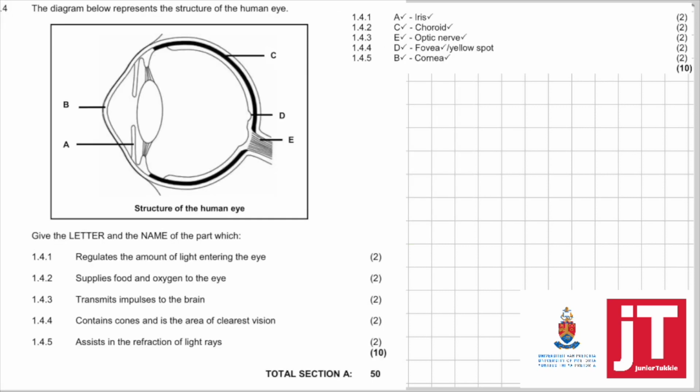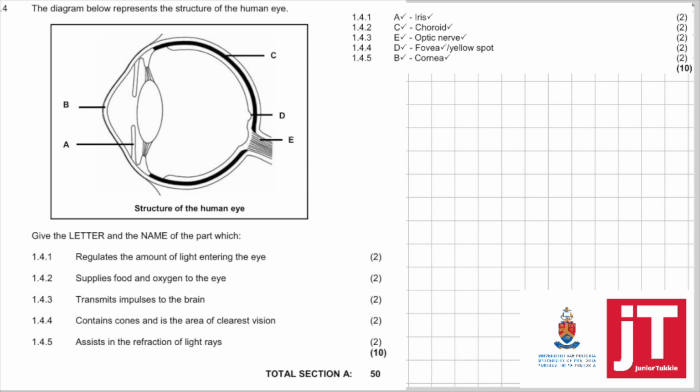1.4. The diagram below represents the structure of the human eye. Give the letter and the name of the part which 141 regulates the amount of light entering the eye. Regulates the amount of light entering the eye.